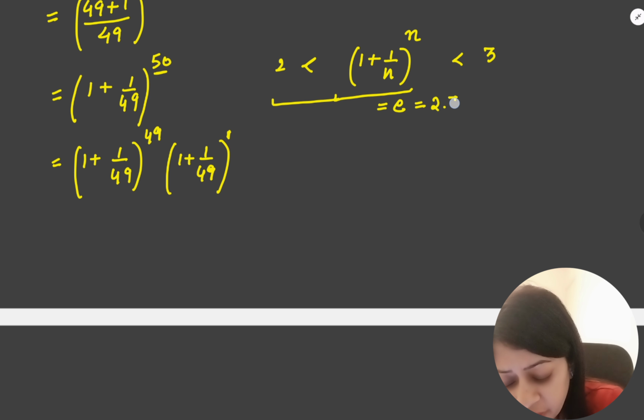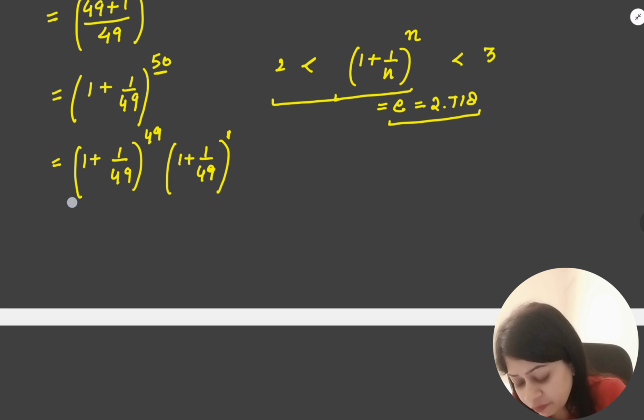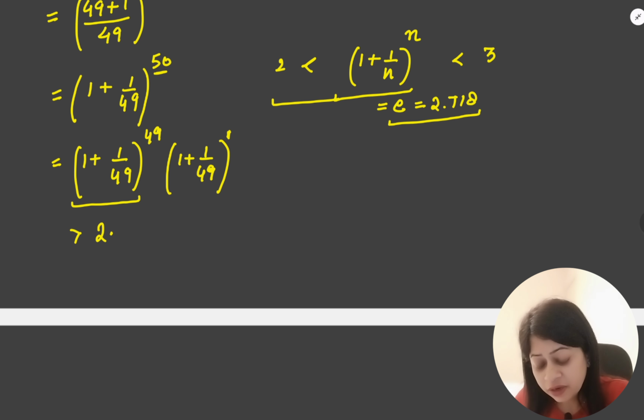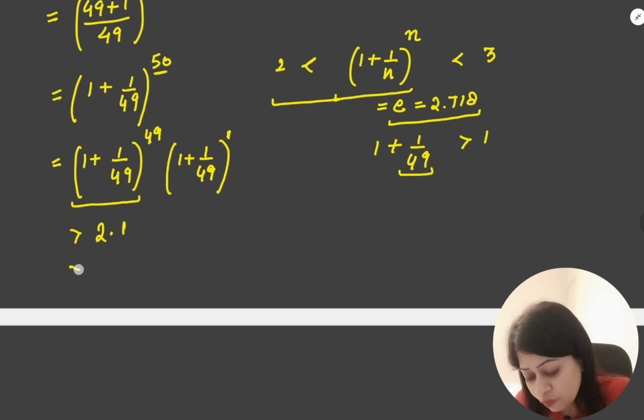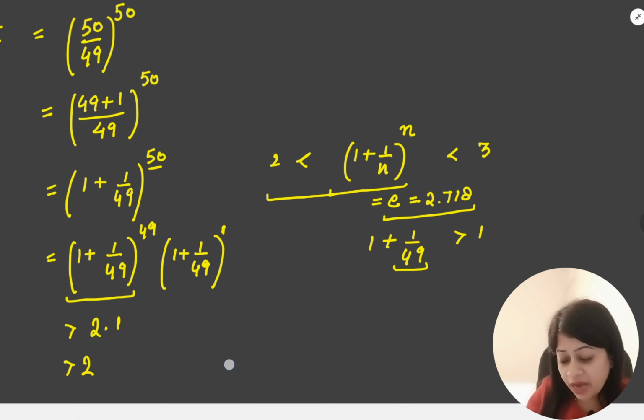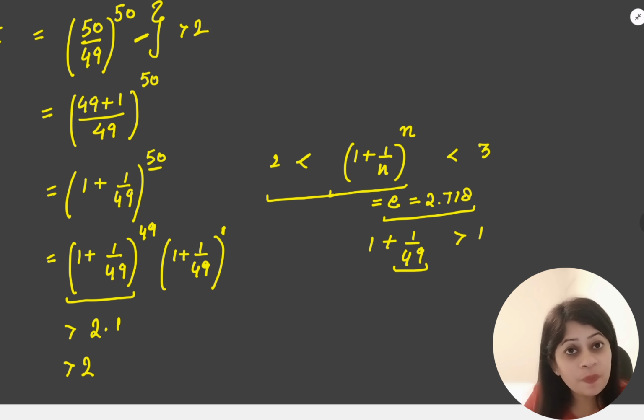This term is nothing but E. E is 2.718, which lies between 2 and 3. So whatever we are getting here is actually greater than 2. And 1 plus 1 by 49, 1 plus something, is greater than 1. So the first term, 50 by 49 raised to power 50, is actually greater than 2.